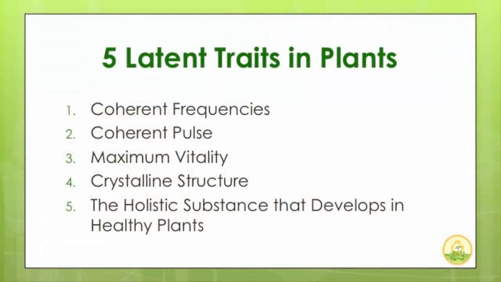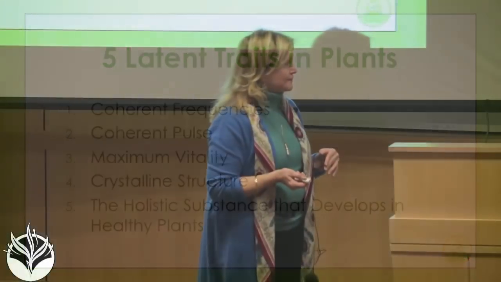So these are the five latent traits that in Vedic organic agriculture we should be able to easily bring out in the potential of our seeds: coherent frequencies, coherent pulse, maximum vitality, a crystalline structure within the water of a plant, and a holistic substance that develops in the plant itself and then also further develops in the digestion and absorption of the food.